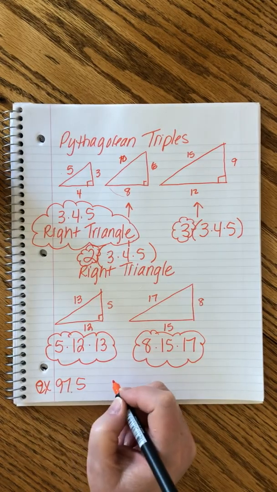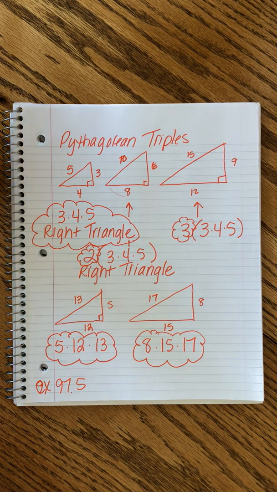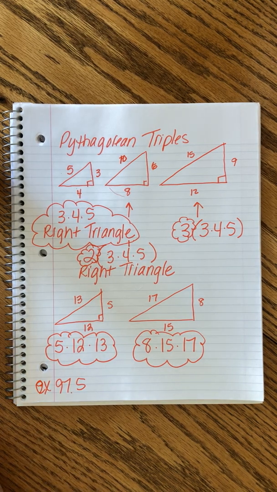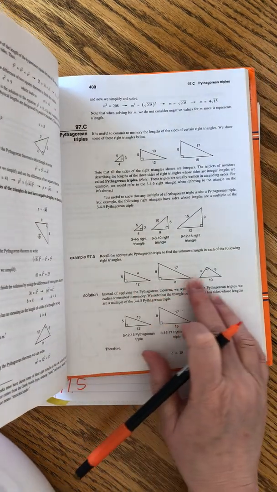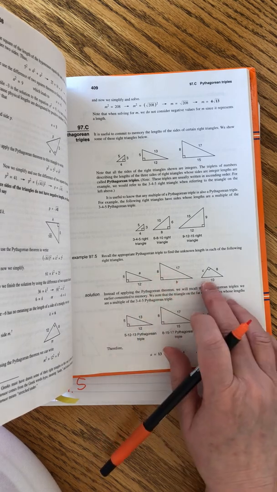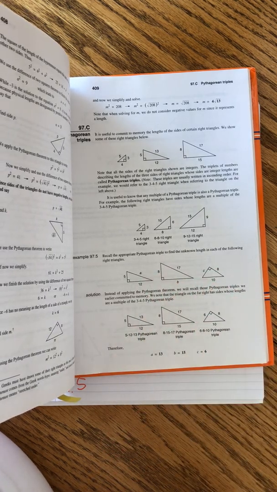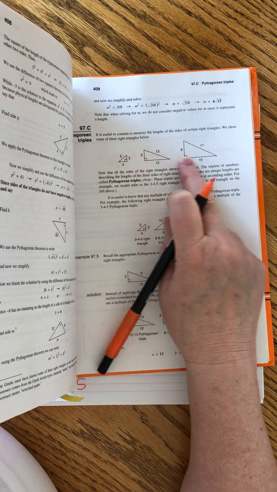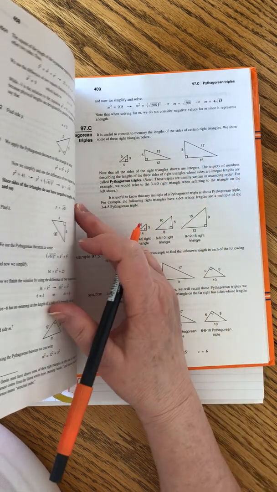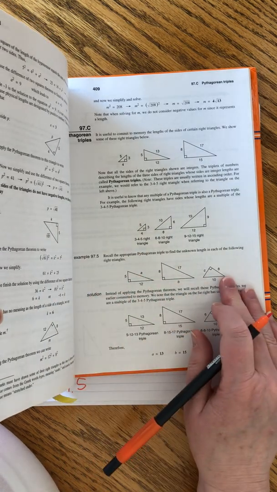example 97.5, our last example for this lesson. He's saying use these to solve 3 triangles. So I'm just going to show them to you. He's giving you these pictures, and he's saying, look, I'm giving you 2 sides out of the 3. Use these reference triangles. That's what I would call these. Use the reference triangles to find the missing side.